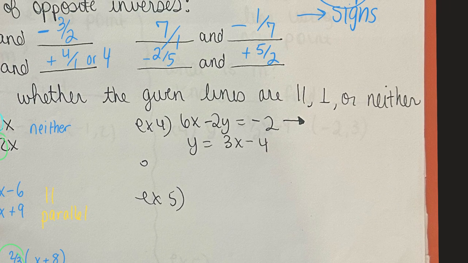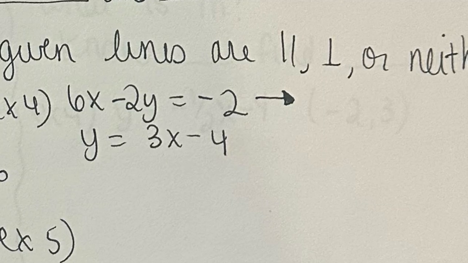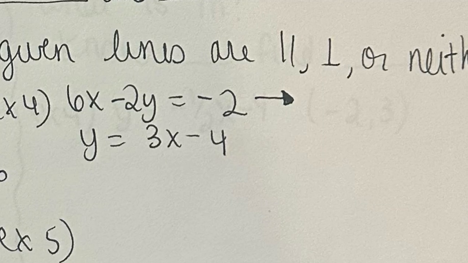Okay, let's look at example 4. When the forms don't match, we're not ready to compare. So I've got standard form, I've got slope-intercept form. We need to rearrange this one into the slope-intercept form. That way we can find our m.